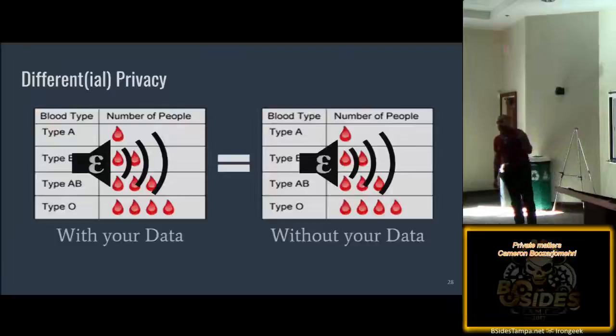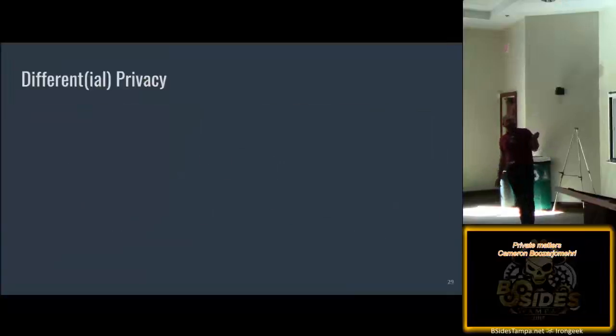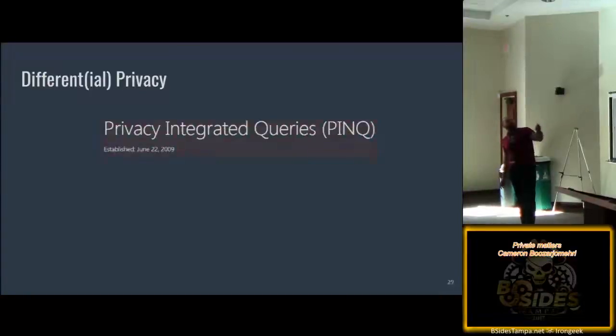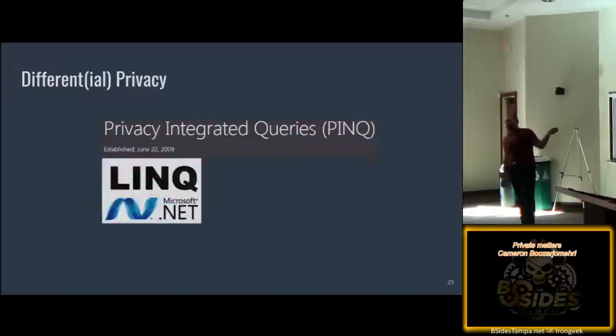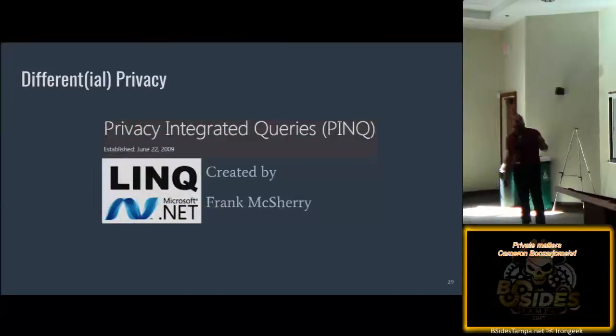That value is governed by something called epsilon, and that's a whole math thing, and the notes are in my slides, so feel free to go read that. I'm not going to go too deep into epsilon. But what this looks like in practice is Microsoft researchers created Privacy Integrated Queries, built on top of everyone's favorite .NET nonsense machine. Yep, I'm not a .NET fan, I'll say that. Created by Frank McSherry, a fantastic Microsoft researcher who does not return any of my emails.